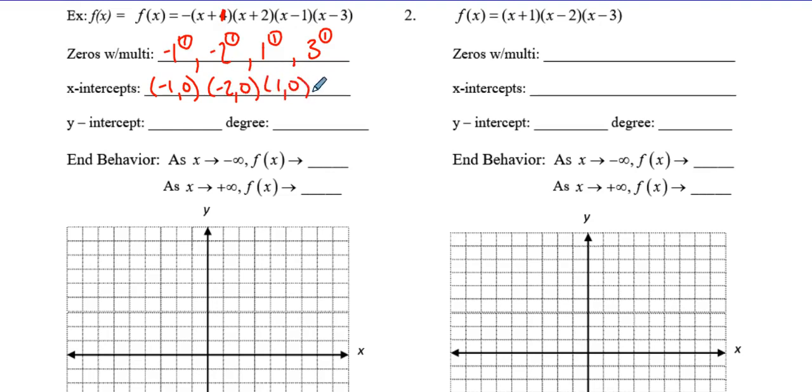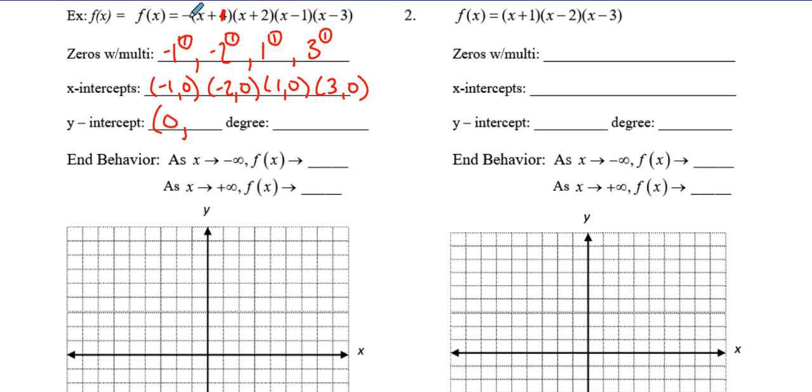1, 0 and 3, 0. So now to figure out my y-intercept: x-intercepts have y values of 0, and y-intercepts have x values of 0. So if x is 0, what would I get here? Would that be 1 times 2 times -1, which is -2, times -3, which would be +6.